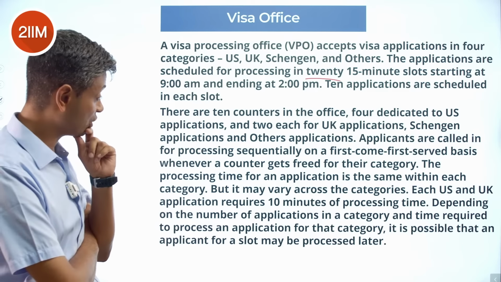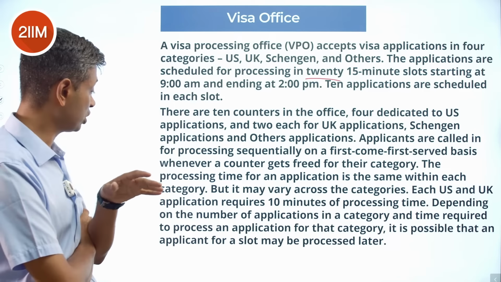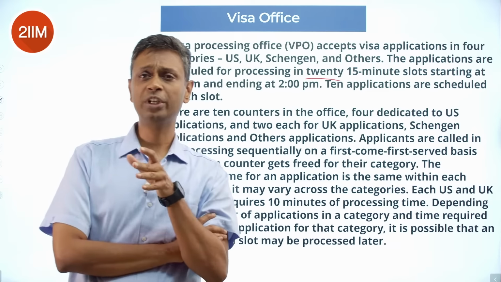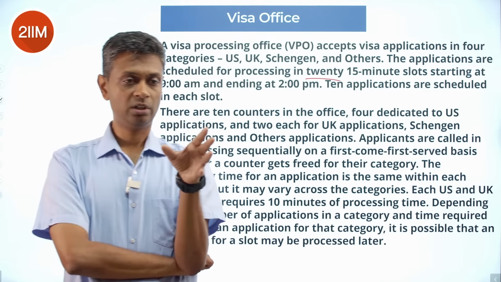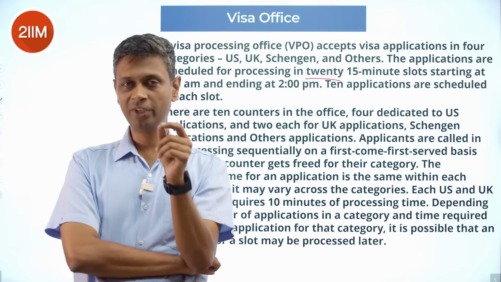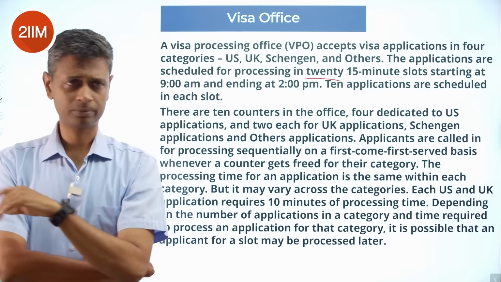Depending on the number of applications in a category and the time required to process an application for that category, it is possible that an applicant for a slot may be processed later. Yeah. If Schengen application time is 19 minutes, and there are 2 people that come here, there are 2 slots in Schengen, the slot is only 15 minutes, it'll spill over. If it spills over, I'll take them up in the next slot.